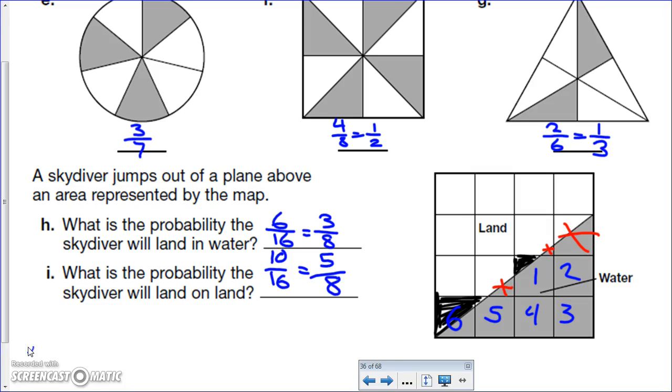So, as you can see, there are a lot of different ways to determine geometric probability. Sometimes you have to be a little creative and mentally move pieces of it around to figure out the probability. So, please make sure everything is copied down and then glue this page in your math notebook.